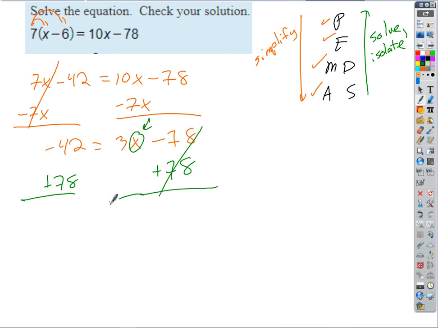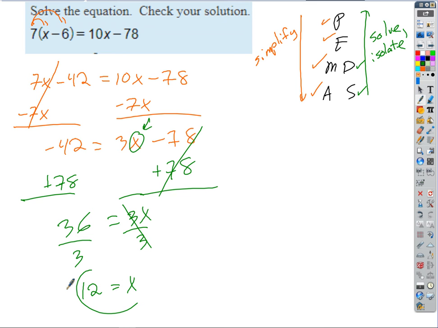So those go away. I'm just left with 3x equals, what is that, 36? So last step then, divide. We did the add step, and now we got the divide step. Divide each side by 3, and we got it. x is by itself. So our final answer is x equals 12.